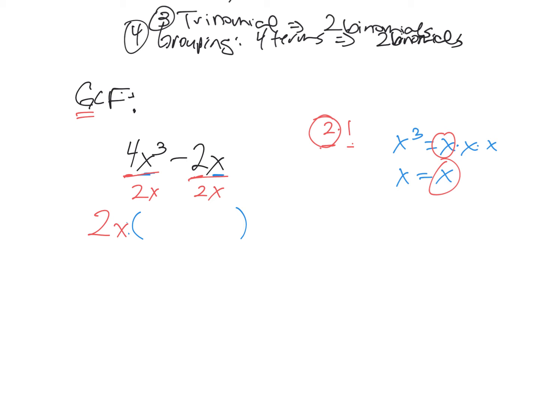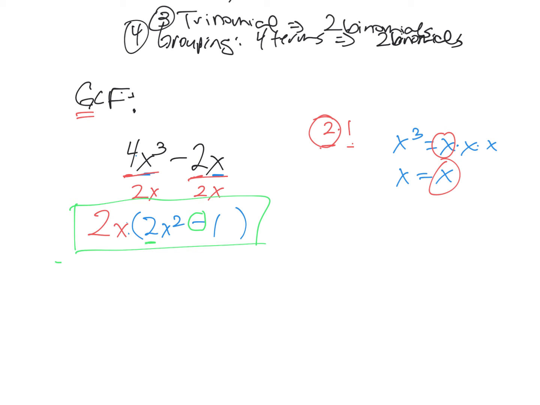So then we look at this and we say, okay, what's 4 divided by 2? That is 2. X to the power of 3 divided by x, that's x squared. And then negative 2x divided by 2x. Well, anything divided by itself is 1. And so this becomes our answer. Then we have a subtraction. So you have to double check. Can this be a difference of squares? Is this a difference of squares? It is not, because 2 is not a perfect square. So this is my factored answer.